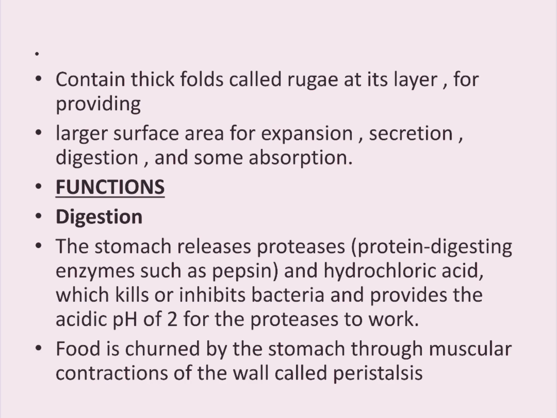The stomach releases proteases, protein-digesting enzymes such as pepsin. The stomach releases proteases and hydrochloric acid, which kills and inhibits bacteria and provides an acidic pH of 2 for the proteases to work. So our stomach releases protease enzymes and hydrochloric acid for killing foreign bacteria, and it gives a pH of 2 for pepsin to work.